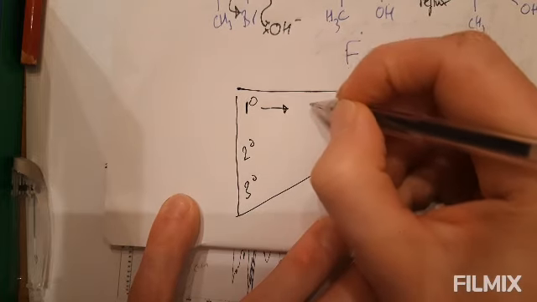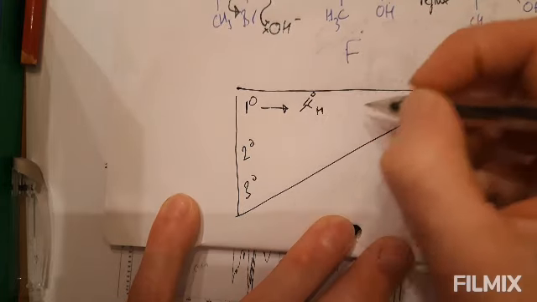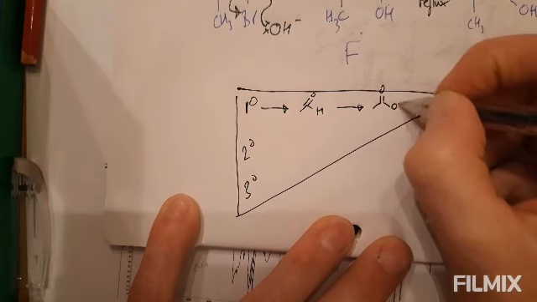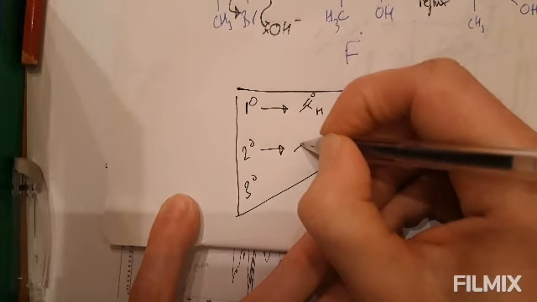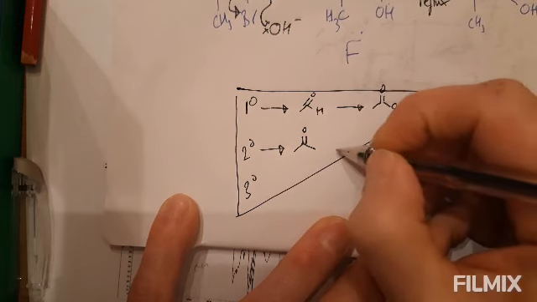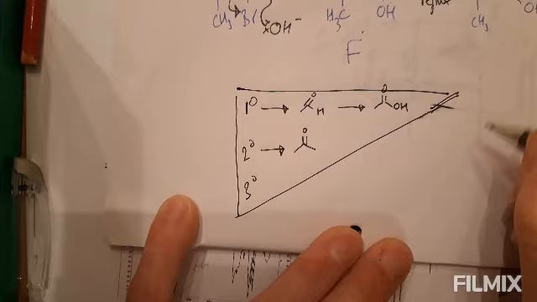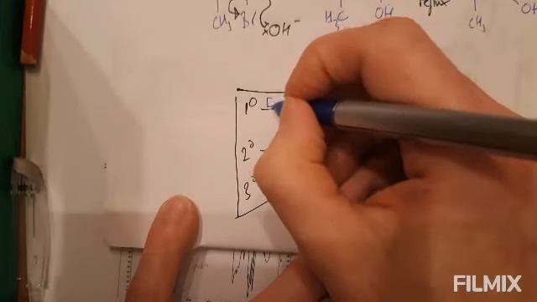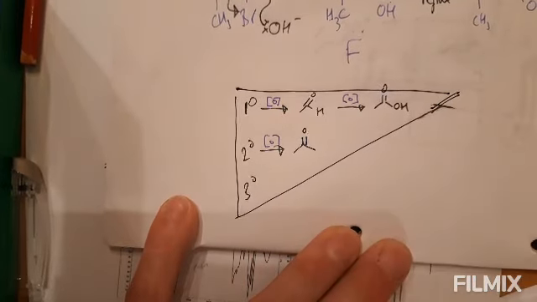Primary alcohols can be oxidized to aldehydes, which can then further be oxidized to carboxylic acids. Secondary alcohols can be oxidized to ketones. Notice there's no hydrogen here, and they cannot be oxidized any further. And tertiary alcohols just cannot be oxidized. So I always have this in mind when they're talking about oxidation of alcohols. That square bracket with an O in it just means oxidizing agent.